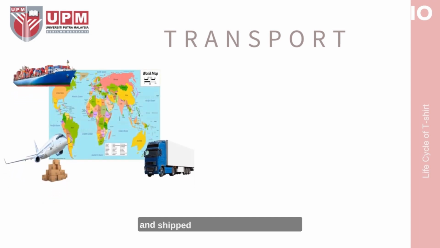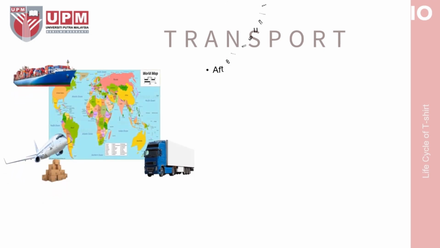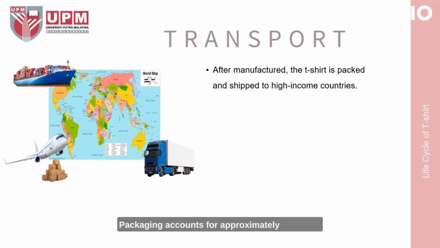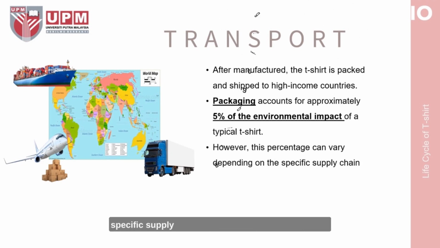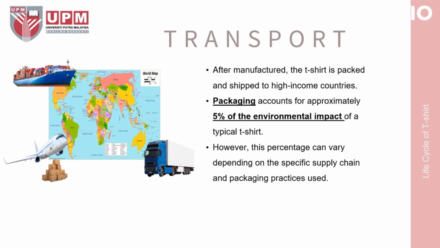Third stage was transport. After being manufactured, the t-shirt is packed and shipped to high-income countries. Packaging accounts for approximately 5% of the environmental impact of a typical t-shirt. However, this percentage can vary depending on the specific supply chain and packaging practices used.